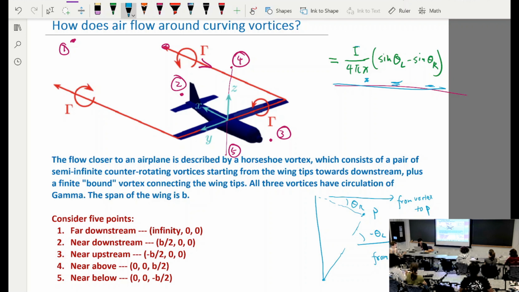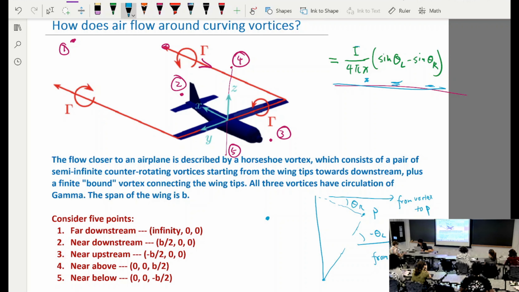Yes, you have a question? If the point is on the other side at the same distance, like reflected, is it going to be the same answer or minus? Very good question. If the point is on the other side of the vortex, are we going to get the same answer or is it reflected?